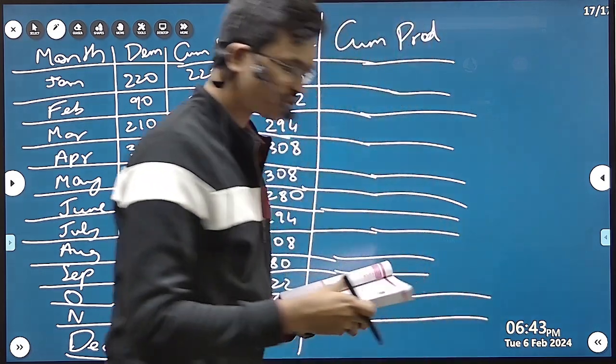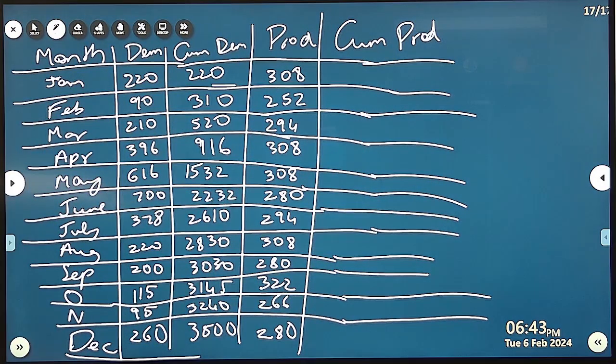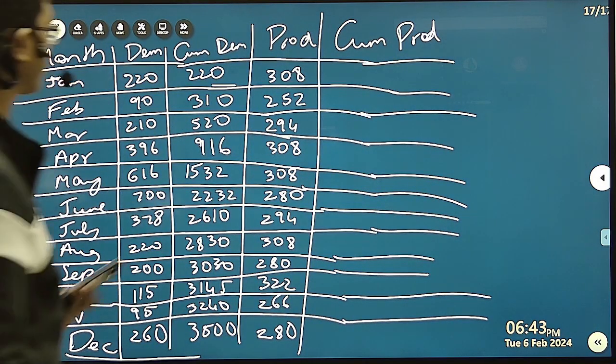So why are we doing this? We are doing this so that we can come up with what would be the initial inventory. Correct.